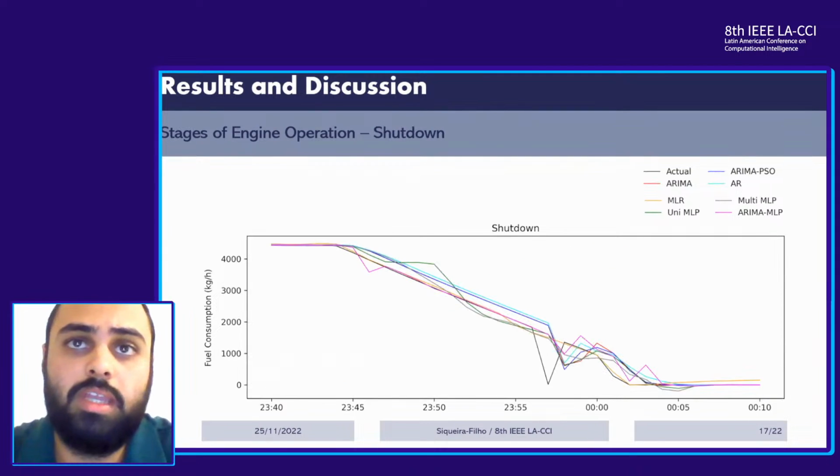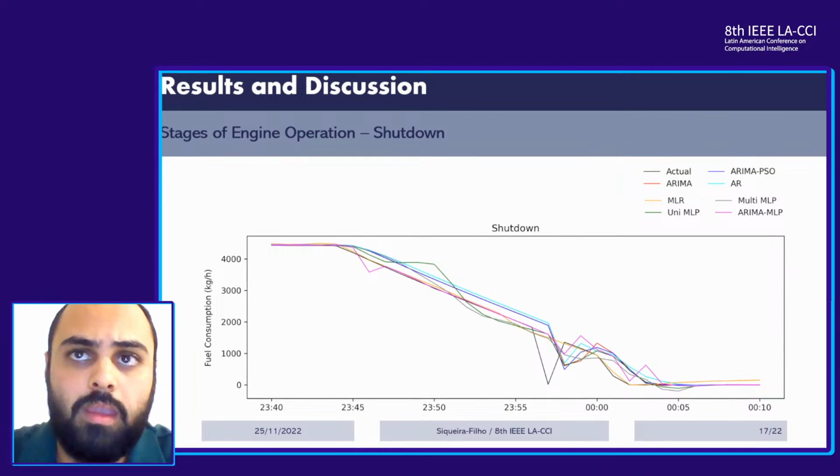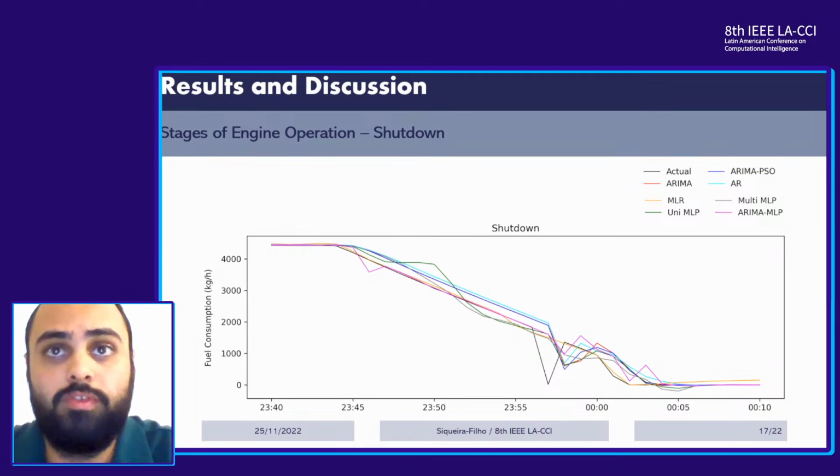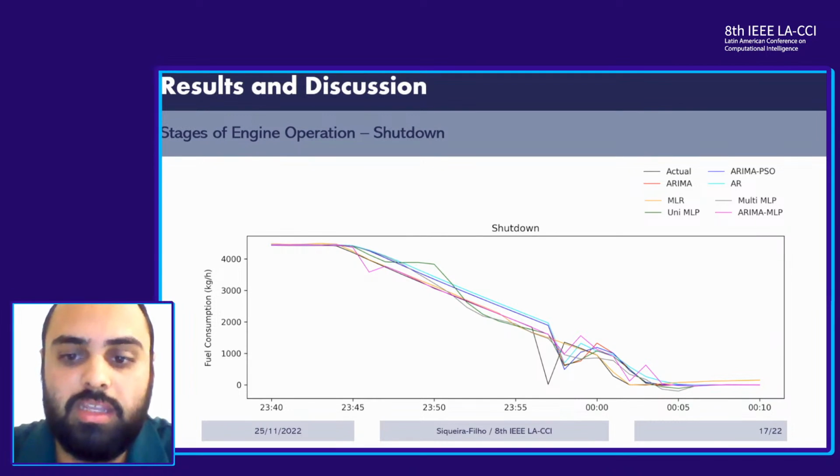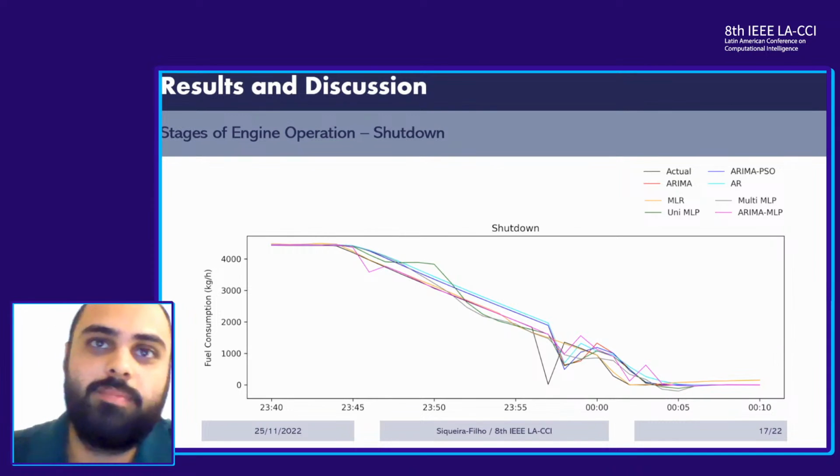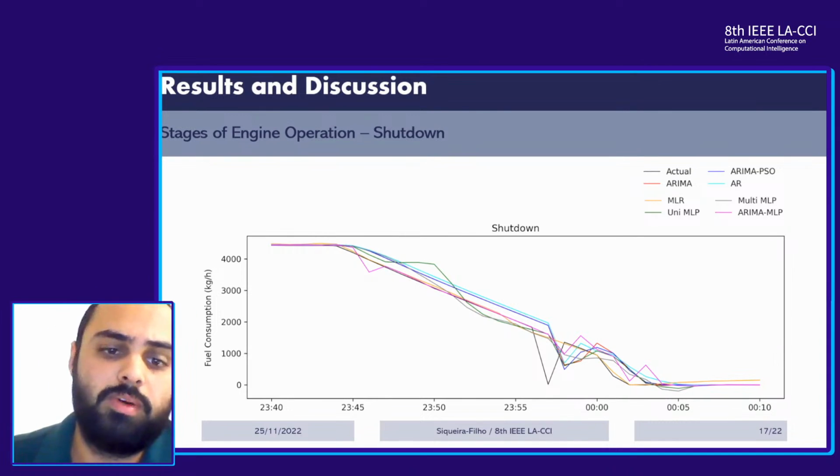For the shutdown stage, the models could follow the linear drop, but none of them reacted to a sudden change in fuel flow at the end of the shutdown, with the multiple linear regression being the best for this task and the more stable model.